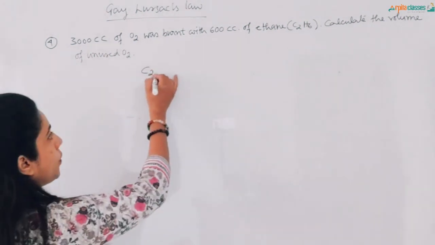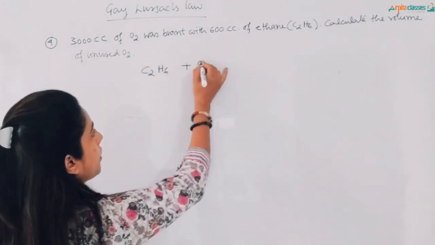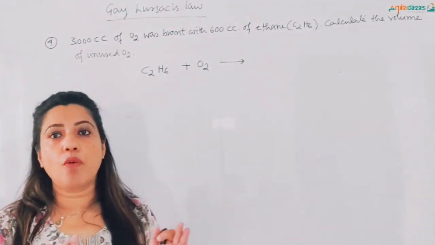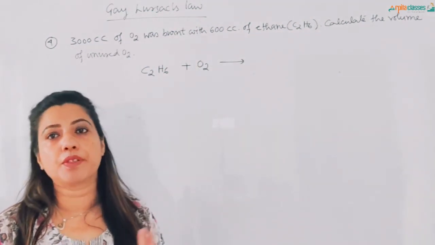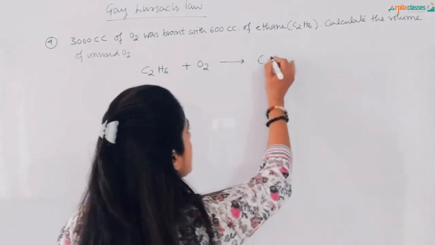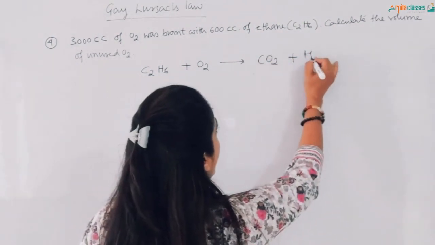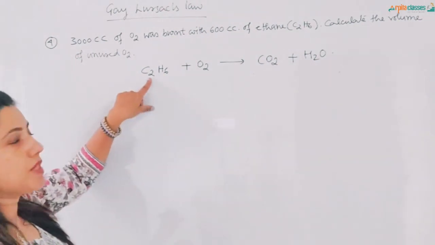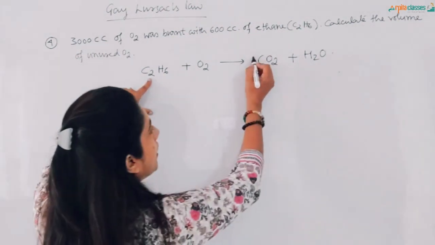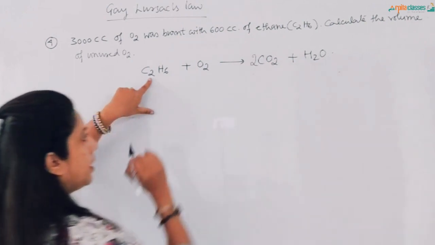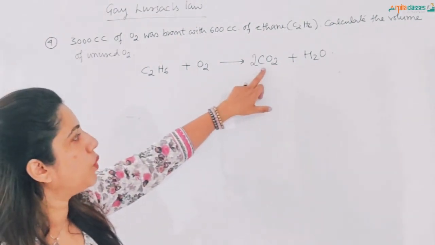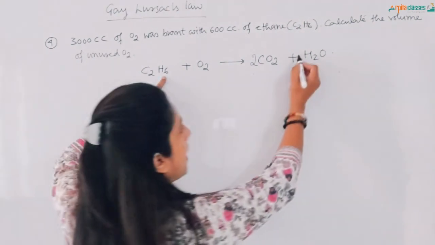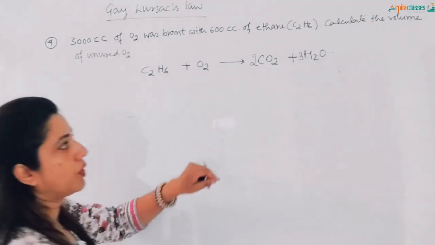Your ethane is C2H6. It is reacting with oxygen. As I mentioned in the previous sum, the product of complete combustion is always carbon dioxide and water. So on the product side we will be getting carbon dioxide and water. Now let us balance this chemical equation. Here you have C2. That means here we need to use 2 over here. Carbon has become 2. And now hydrogen is 6 over here. So to make hydrogen 6, we are using 3 over here.